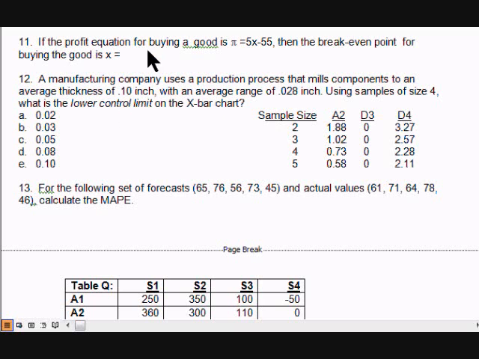So let's take a look at what we're going to do when we're trying to do the lower control limit on an X-bar chart. Now for the lower control limit on our X-bar chart, if you take a look at page 343 in the textbook, you're going to see this big gray chart.